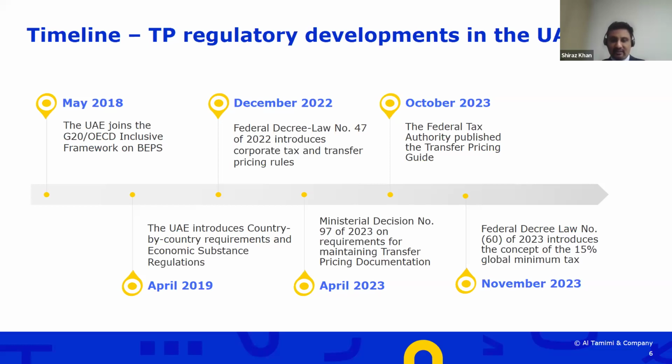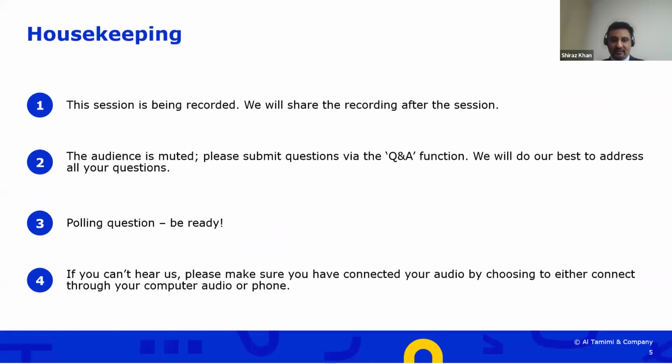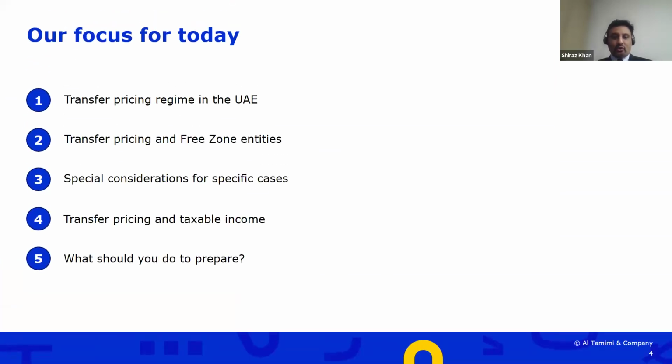Just going back to the previous slide, sorry, I wanted to quickly touch on the agenda again. We're going to give you an overview of the transfer pricing regime in the UAE. We're then going to talk about the applicability to entities in the free zones, before we look at some special transactions: intra-group transactions, transactions in financial services, intangibles, and also the application of transfer pricing to permanent establishments. Then we'll look at the impact of transfer pricing on taxable income and how adjustments will impact it. And finally, we'll conclude the presentation, recommending what to do in order to prepare.